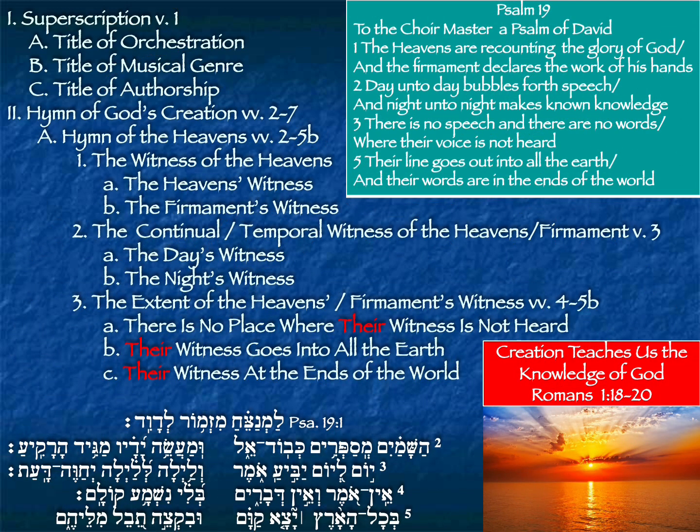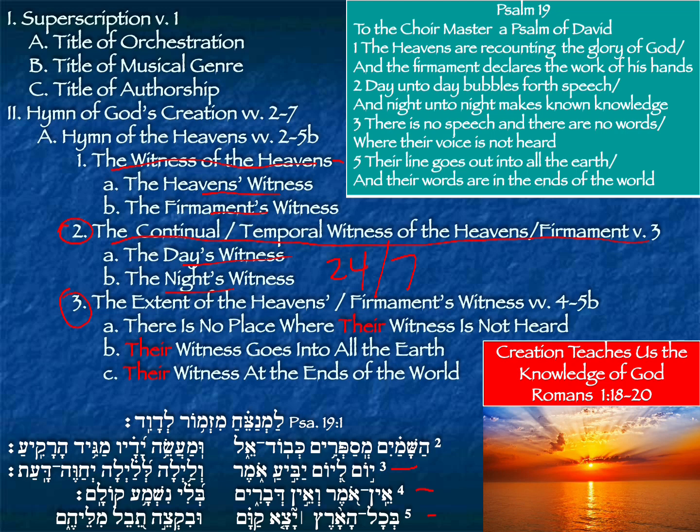Okay, now this is the cool part here. So when we get down here to 3, 4, and 5 here, now we saw the witness of the heavens here, okay, it's the heavens and the firmament. Then when you get to points 2 and 3, we have the continual witness of the heavens, or the firmament, okay? So it's 24/7. It's day and night, non-stop.